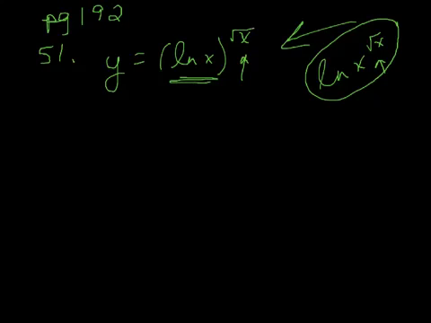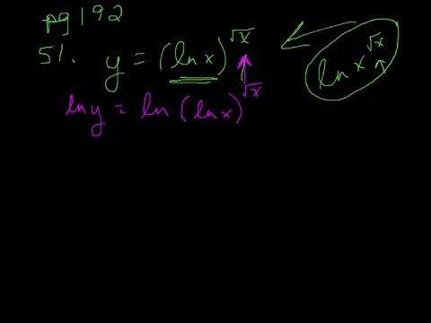Because we have this log in parentheses, it's a different situation. But we still have a variable in an exponent, and the way to deal with that is logarithmic differentiation. So we're going to take the natural log of both sides. The natural log of y, and then the natural log of all this stuff right here, natural log of x to the square root of x power.